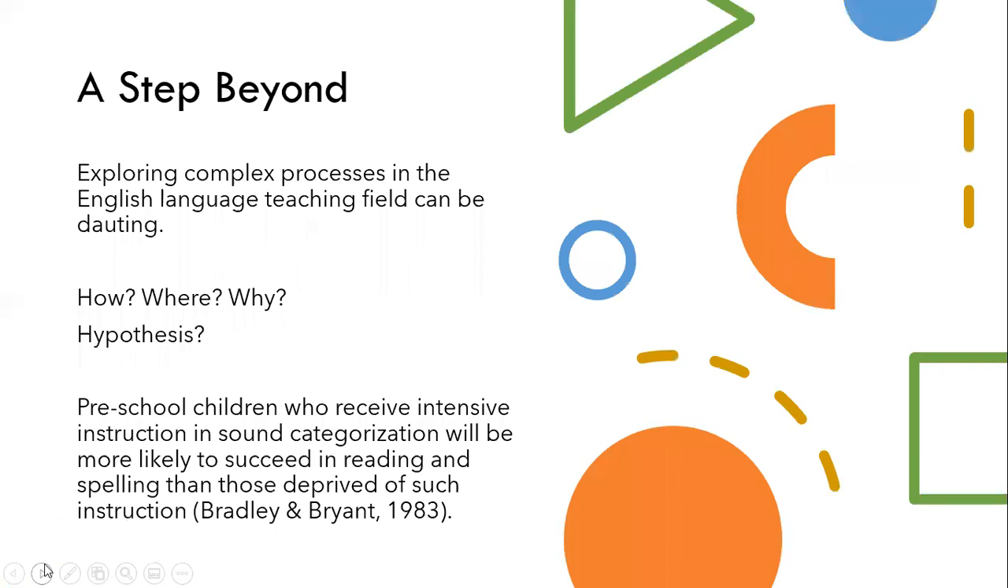So a step beyond, sometimes it's kind of hard to step into the field of research, basically because there are a lot of factors to consider: where to start, why, how to begin, and even how to hypothesize. For example, in the reading, they give us an example where preschool children who receive intensive instruction in sound categorization will be more likely to succeed in reading and spelling than those deprived of such instruction. Well, then how can we test that out and how can we make sure that that's true? Well, that's where experimenting comes into play.